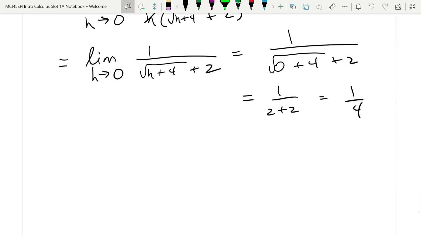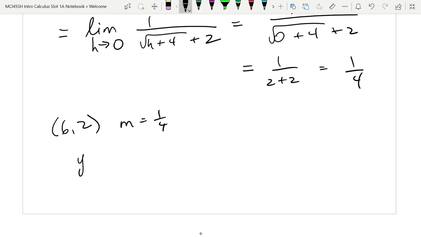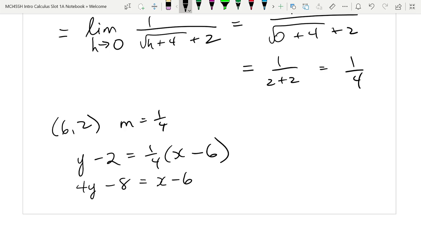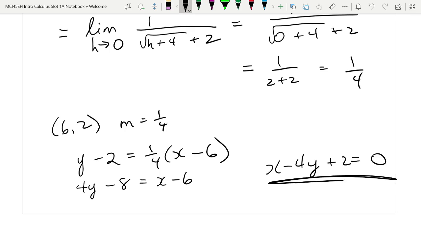All right, let's get to an equation now. So the point was 6,2, right? Or is it 6,3? No, it was 6,2. The slope is a quarter. So I am looking at y minus 2 equals a quarter times x minus 6. Okay, if I want standard form, the easiest way to do that is to just multiply both sides of the equation by 4 and then move everything to the right. x minus 4y plus 2 equals 0.